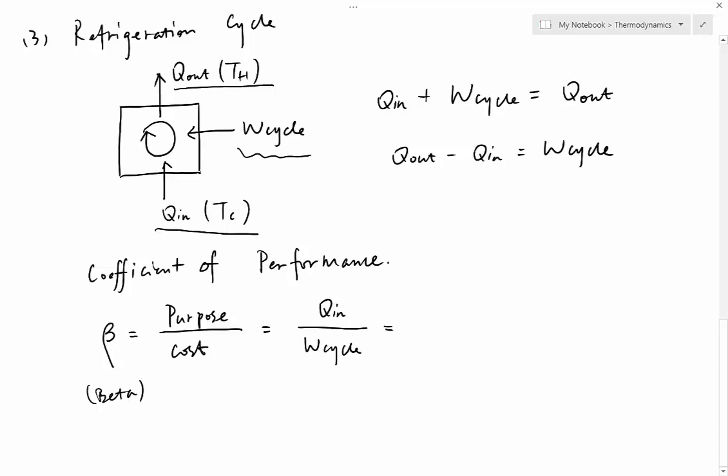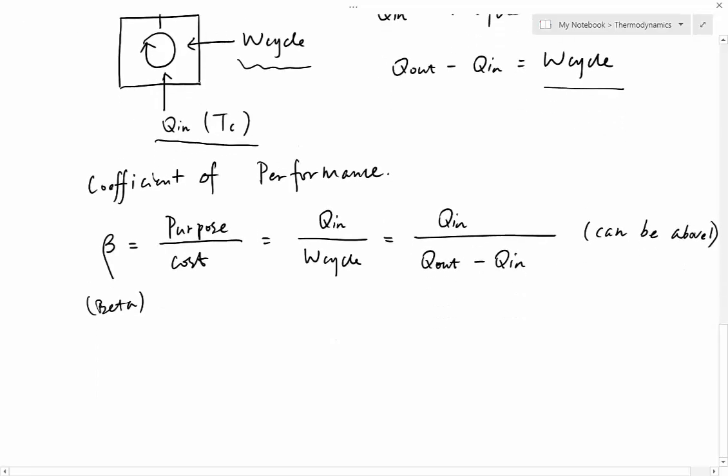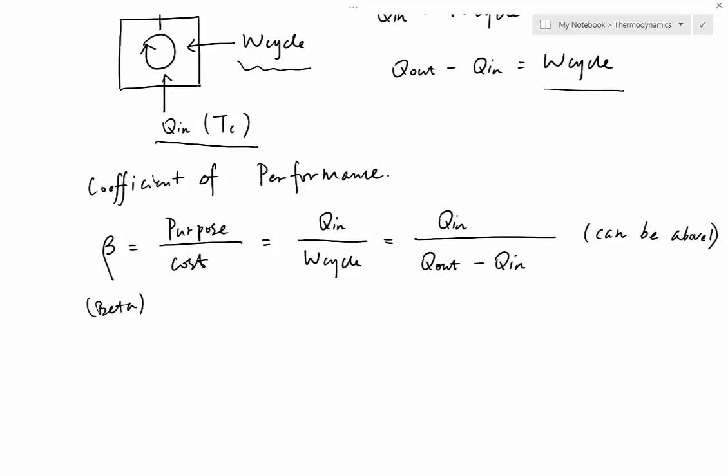And now we can rewrite W cycle from this equation above. That's going to become Q in divided by Q out minus Q in. Okay, and the value can be above 1. The value can be higher than 1. That's why we do not call it efficiency, but coefficient of performance.